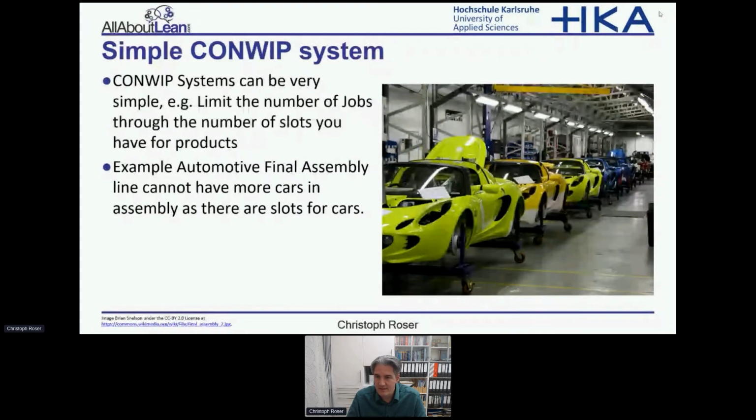So a very simple and easy way to make a CONWIP system, and you don't need to deal with any cards or anything. You just need to limit the physical space here by the number of rollers, or in higher quantity car assembly lines by the number of stations or slots where you can have cars. That also is some sort of CONWIP system that limits your inventory. Very easy to do. And as I said, many companies do something very similar without even realizing that this limits the inventory in their assembly line or in their production system.